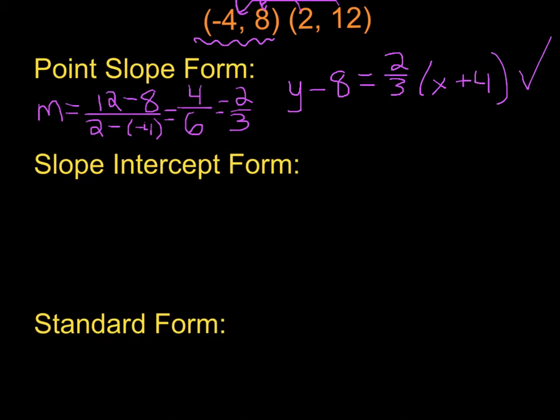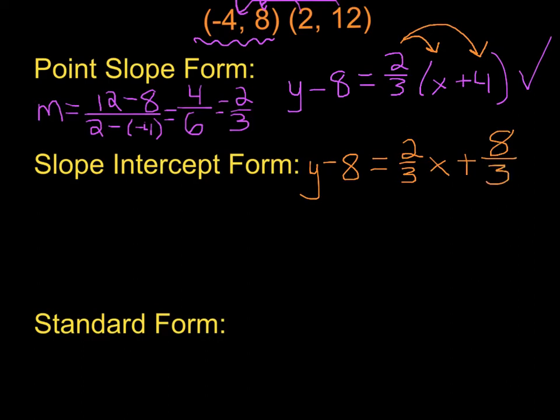And now we need to change it to slope-intercept form, y equals mx plus b, and we're going to do that by first distributing the slope. So y minus 8 equals 2/3 x, and then 2/3 times 4 is 8/3. To get y by itself, I need to add 8 to both sides.